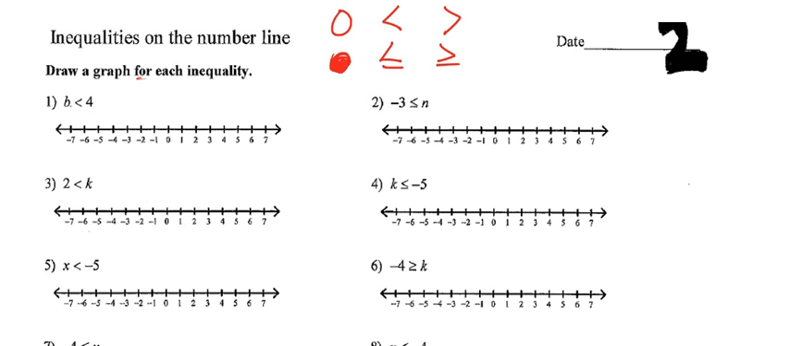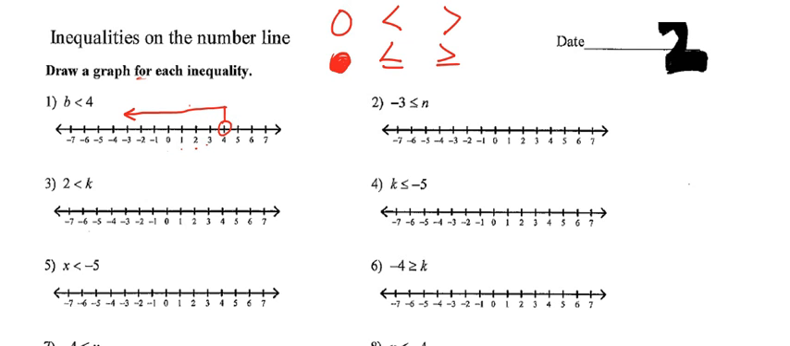For number 1, b is less than 4. Well, put an open circle, because it's just less than, on 4, the number that it gave you. And less than means all the numbers smaller than 4. Well, that would be like 3 and 2 and 1 and 0, and all of these numbers down here, which is why we draw our arrow that way.